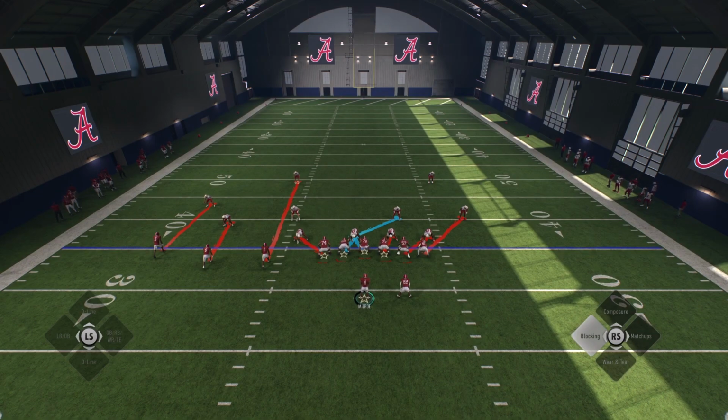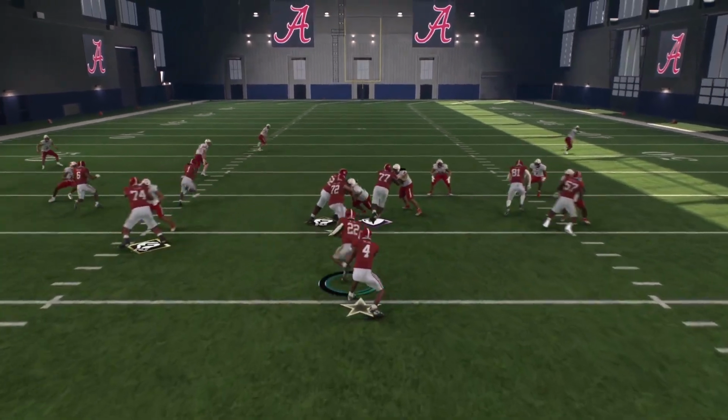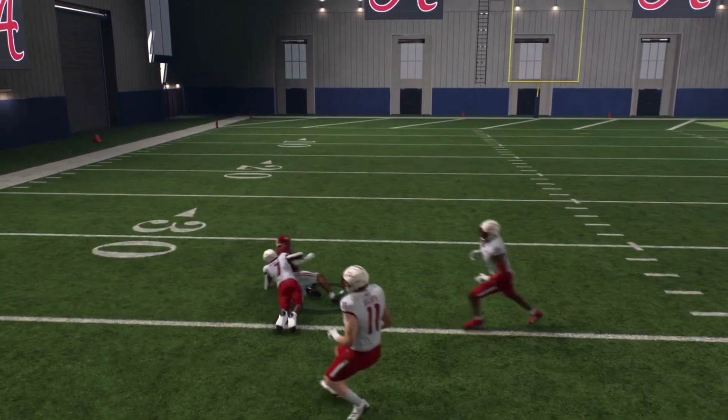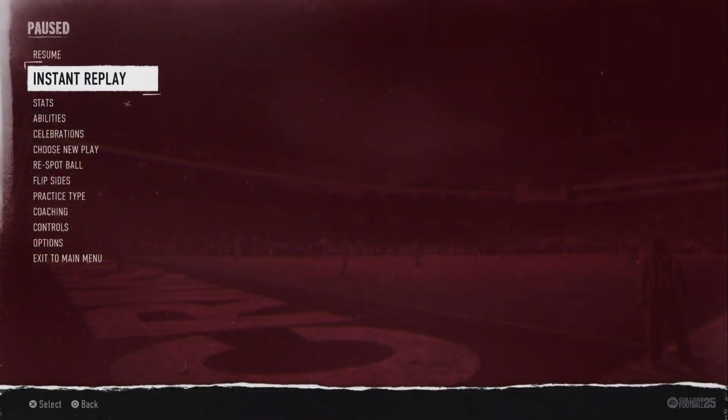Well, I like the B gap here. I like the B gap just because we got a double team on number 55, and then we got 74 there taking the edge. So we got a really good run that time, and it's all a pre-snap read.